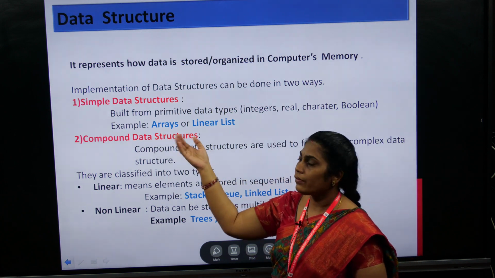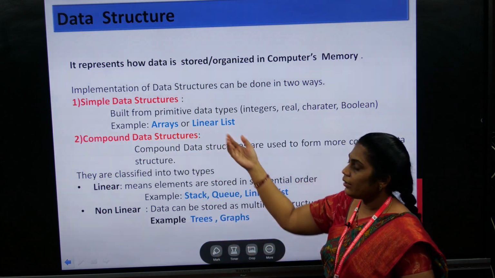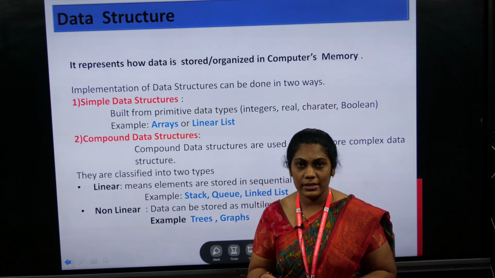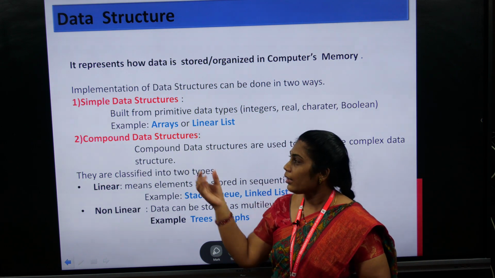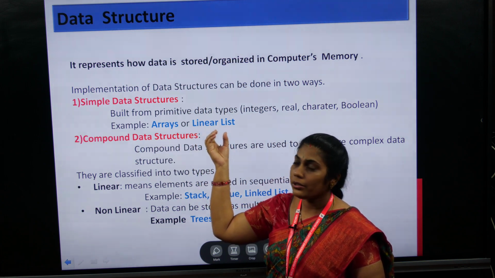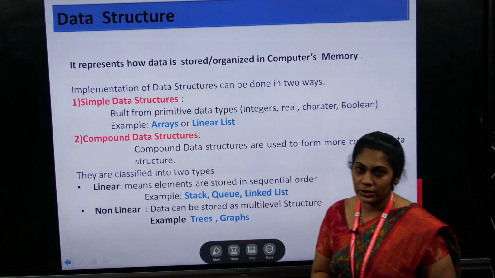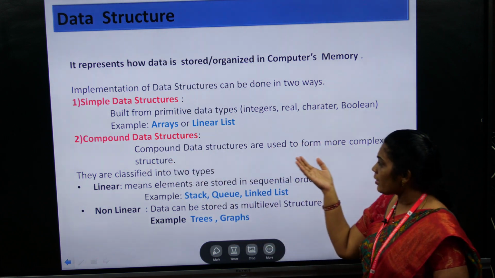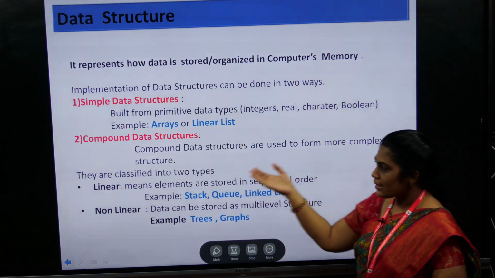For example, we take arrays and linear lists. In arrays we take a list of elements with the same data type. Like that, simple data types are used by simple data structures. Next, coming to compound data structures. Compound data structures are used for more complex data structures.